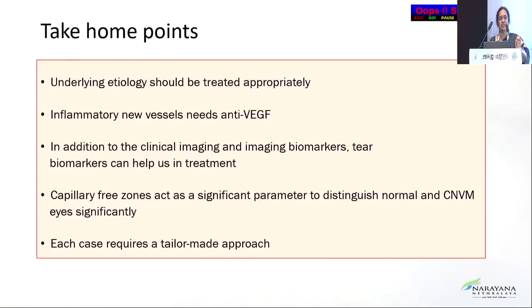To summarize, in uveitic new vessels, we need to treat the underlying disease. Either it's infective or inflammatory, we have to treat them with appropriate anti-inflammatory therapy. Inflammatory new vessels respond well to anti-VEGF therapy. Clinical imaging and biomarkers can correlate with the disease activity. Capillary free zone acts as a significant parameter to distinguish between the normal and choroidal neovascular membrane on OCTA. In each case, we need a tailor-made approach to treat inflammatory new vessels.